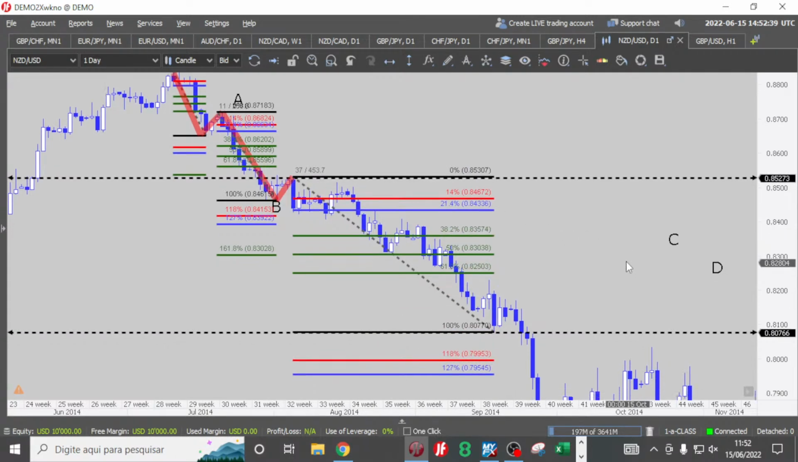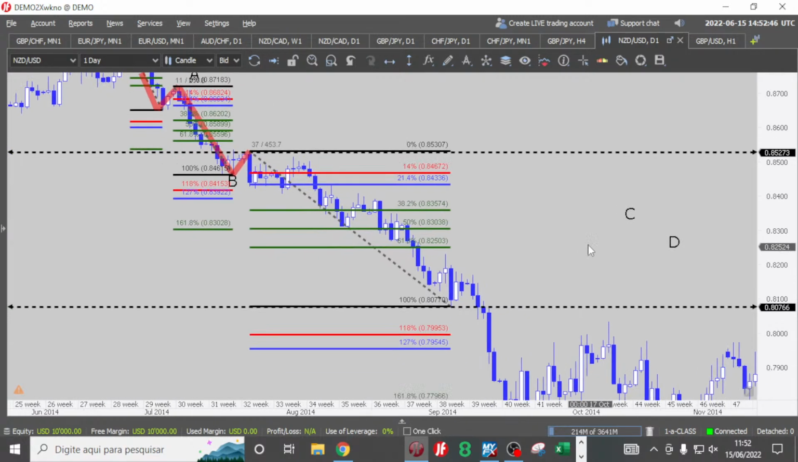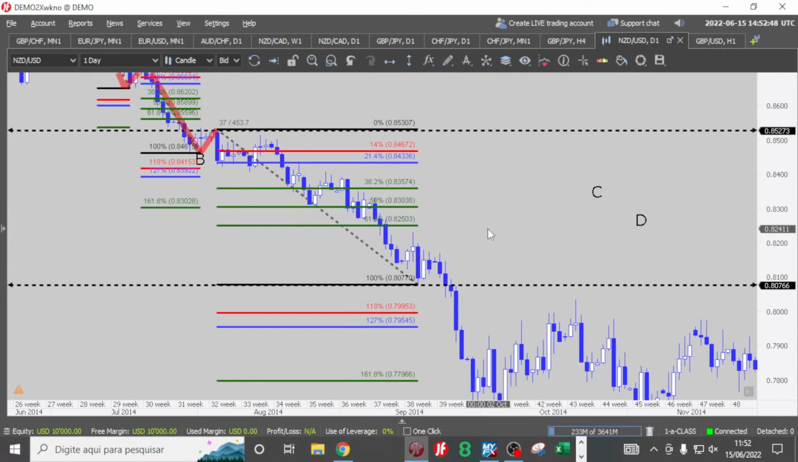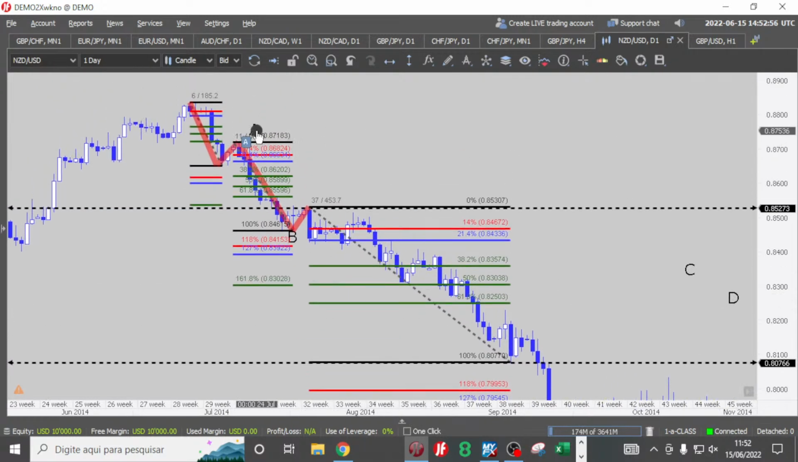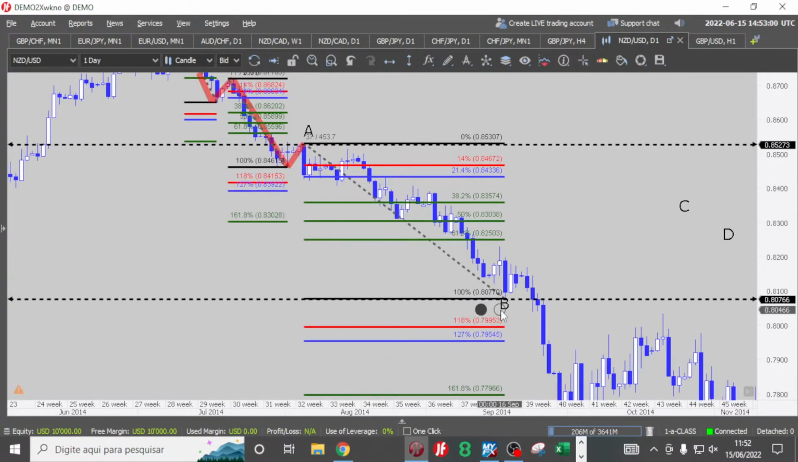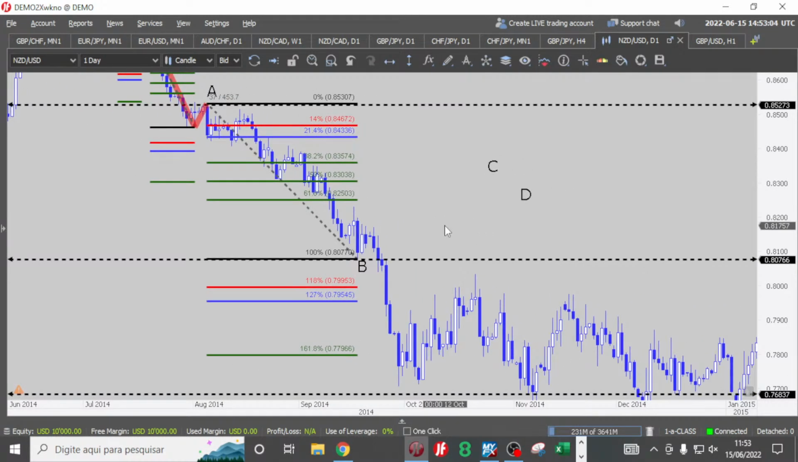Everybody, does this make sense to you? Okay, we're going to finish for today. Homework. Finish your NZD USD. I'm going to leave it on the chart. Finish your NZD USD daily Fibonacci by yourself, and tomorrow we are going to check it.